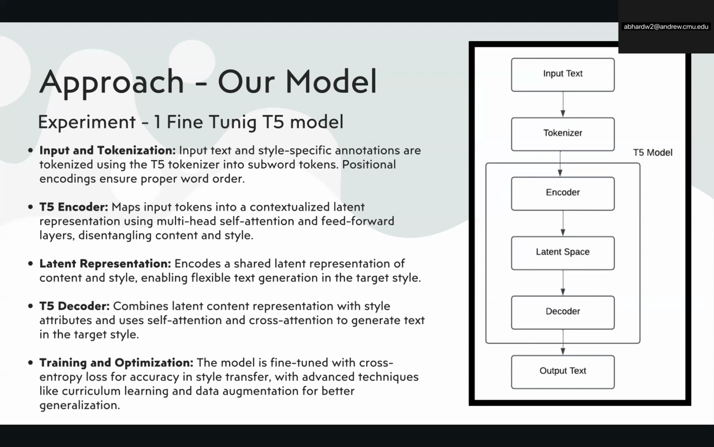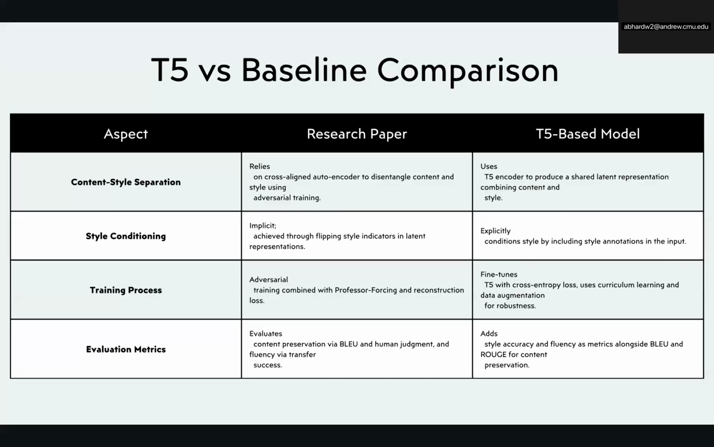Data augmentation techniques like paraphrasing and back translation further diversify the training data, enhancing the model's robustness for real-world applications. The T5 model leverages its pre-trained encoder-decoder structure with multi-head attention to generate contextually rich outputs. By fine-tuning it for style transfer, it captures both content and style effectively, using curriculum learning and data augmentation to handle complex transformations.